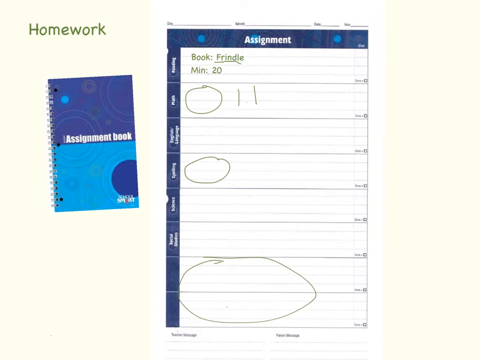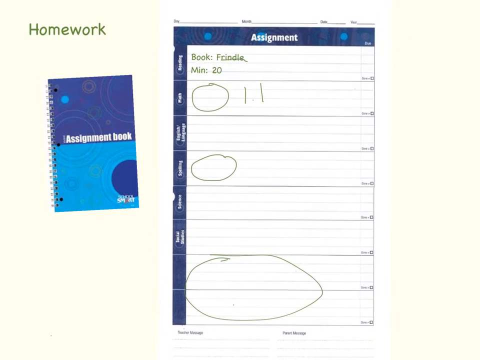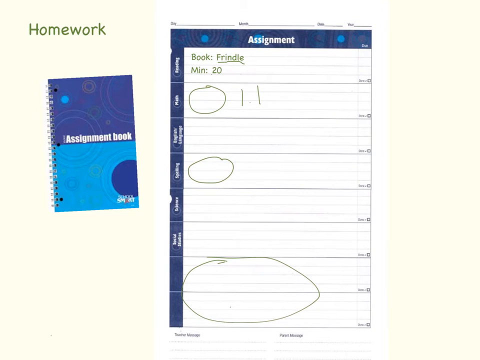Finally, on the assignment notebook, there's a spot for parents to sign. It is our expectation that your child take their assignment notebook to you and have you sign it, so that the responsibility is with your child and not with you. As 4th graders, we are getting ready for middle school, and it's really important that we start taking on some of that responsibility ourselves.